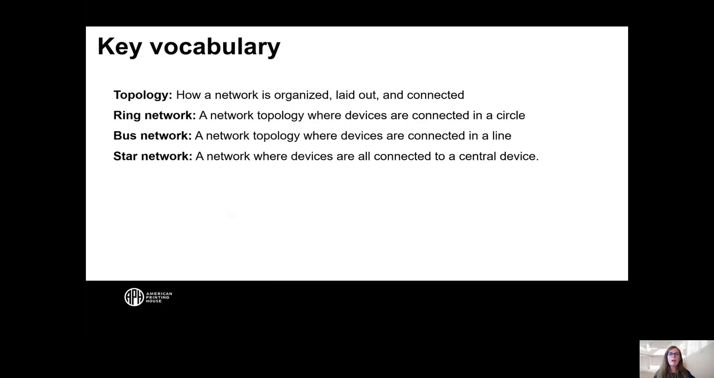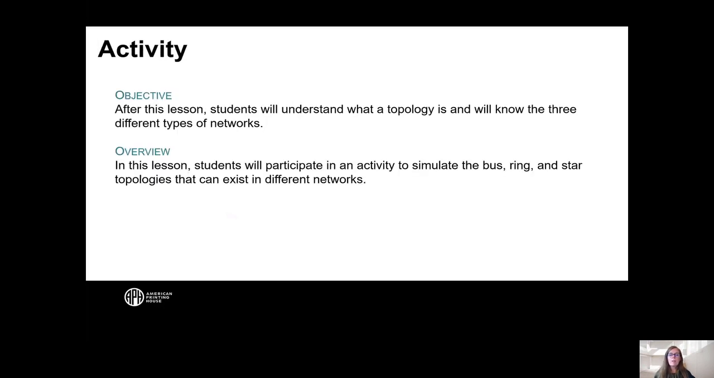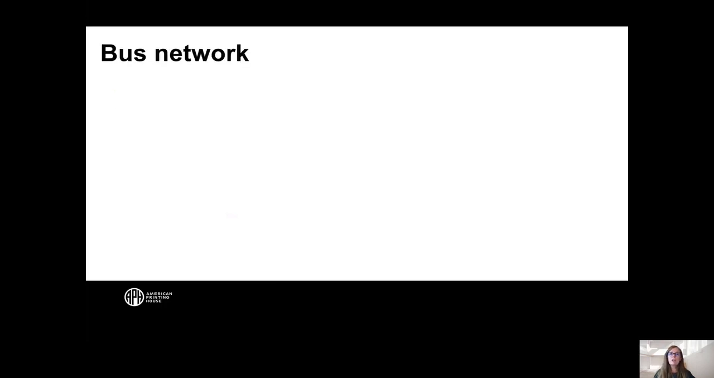So let's get going on our activity. So the objective is the students will understand the three different types of networks. And in this lesson, students will create these networks in a simulation for the bus, the ring, and the star topologies in different networks. So how are we going to do that? Let's start with our bus network.